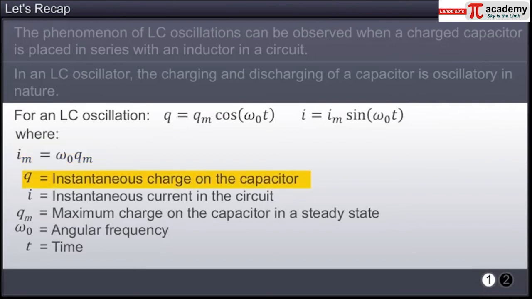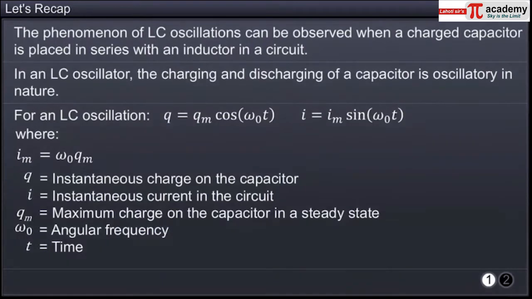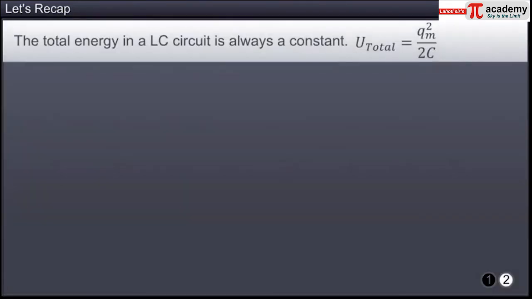Q is the instantaneous charge on the capacitor. I is the instantaneous current in the circuit. Qm is the maximum charge on the capacitor in a steady state. Omega naught is the angular frequency. T is the time. The total energy in an LC circuit is always a constant. U total is equal to Qm square by 2C.